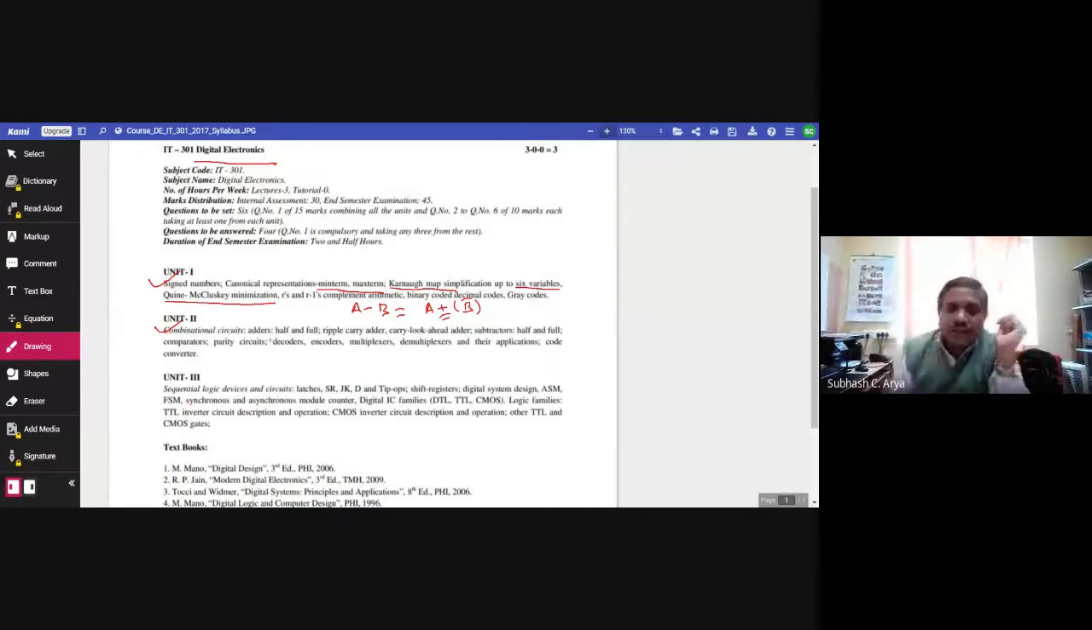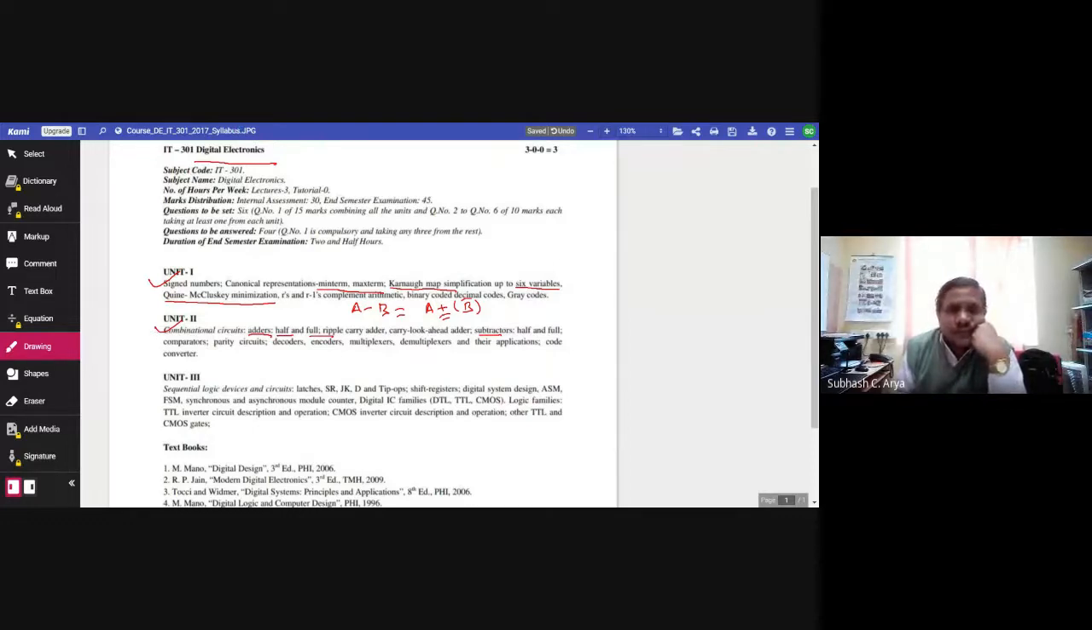Examples of these logic circuits are adders. In adders we have different kinds, like half adder and full adder, ripple carry adder, look-ahead carry adder, and subtractors. In subtractors we have half and full subtractors, then parity circuits, decoders, encoders, multiplexers, demultiplexers, and their applications. We will study these also. And lastly, code converters. So today we will begin this Unit 2.